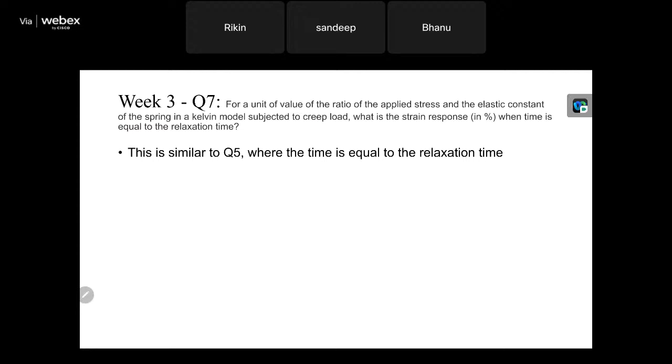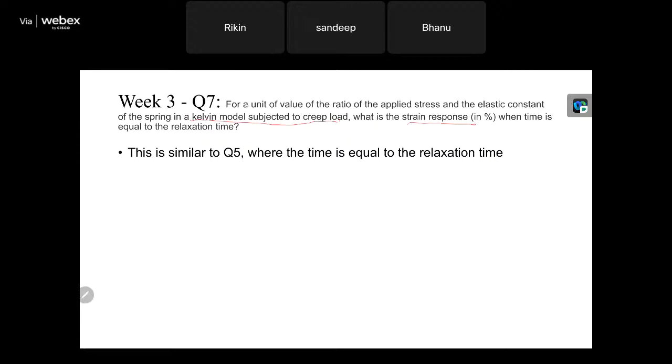Now question 7. For a unit value of the ratio of the applied stress and the elastic constant of the spring in a Kelvin model subjected to creep load, what is the strain response when time is equal to relaxation time? Now in this question, it is straightforwardly mentioned that this is a Kelvin model which is subjected to creep load, and the strain response is asked at a particular time. So as we saw in question number 5, we saw the equation for Kelvin plus creep load.